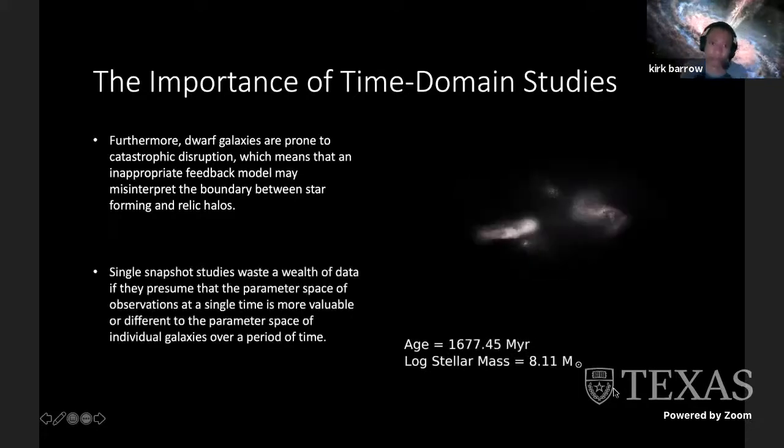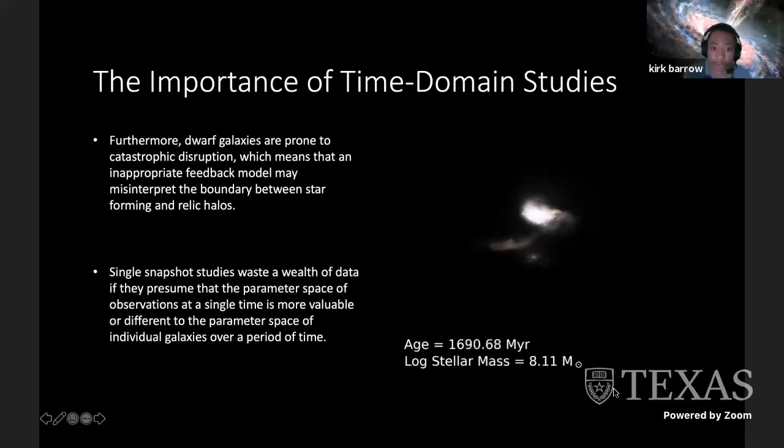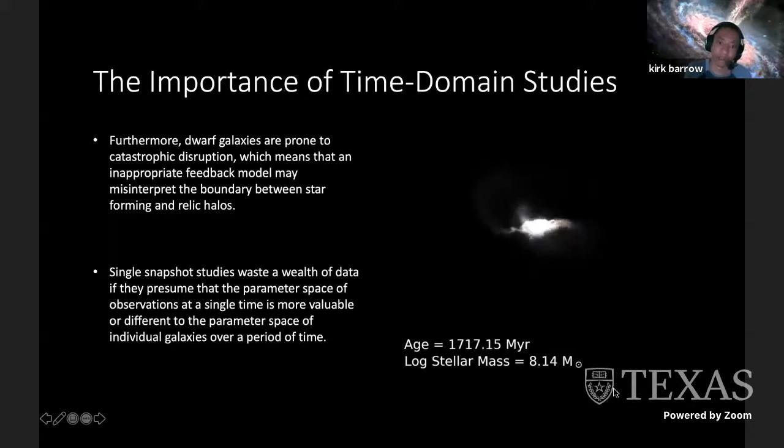And then the last pitch I'll make for doing time domain studies with synthetic observations is that if you look at a single snapshot like I did, in order to produce that snapshot, of course, you've calculated all the intermediate times. And it turns out that the parameter space of synthetic observations for a single galaxy is quite large over its history. So to only look at one time step is to throw out all of that information you've already calculated, which is actually quite as interesting as any individual time step.